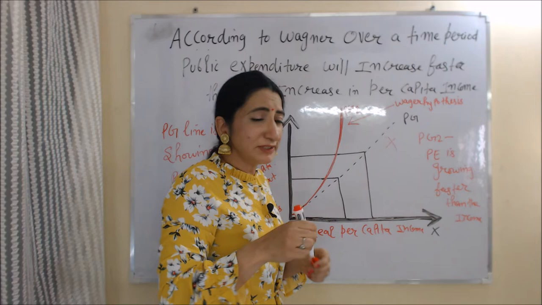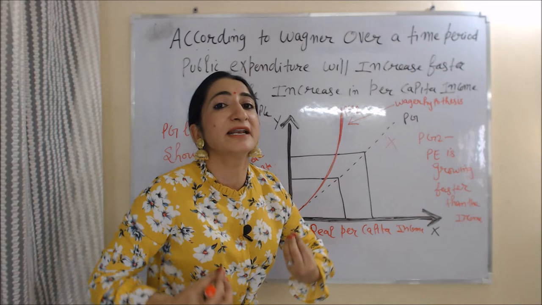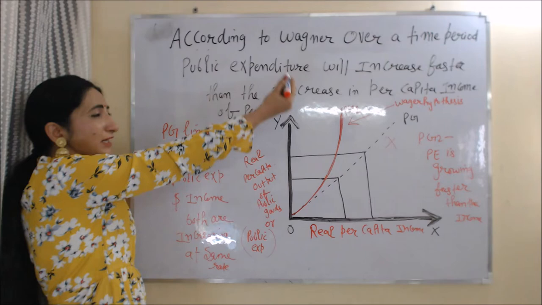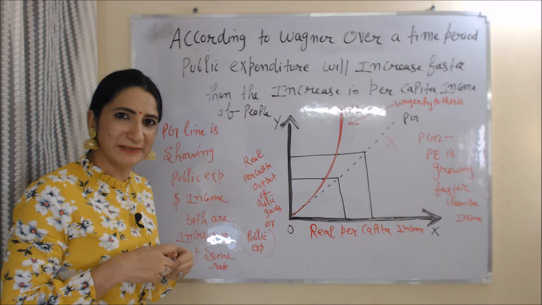On the other hand, this PG2 curve is showing public expenditure is growing faster than the income. That's why this PG2 is our Wagner hypothesis. Because according to Wagner, over a time period, public expenditure will increase faster than the increase in per capita income of the people. Now we will see reasons of public expenditure according to Wagner.